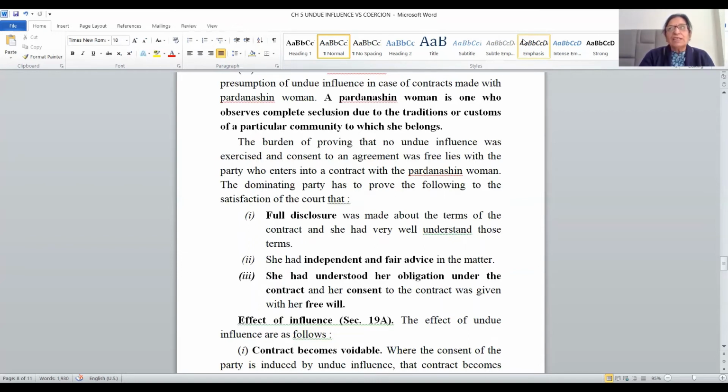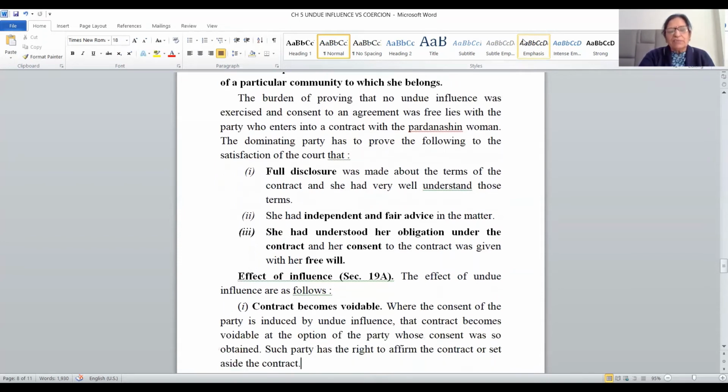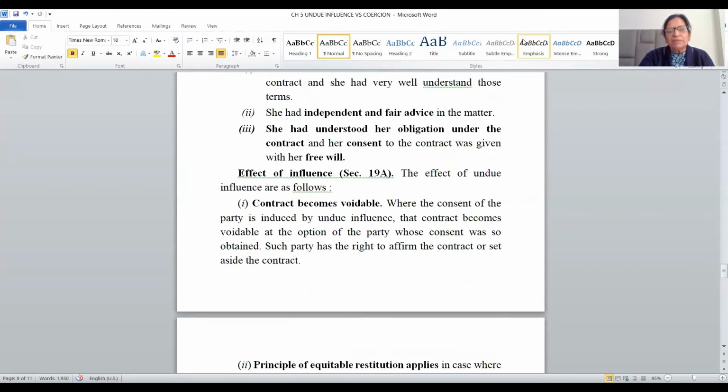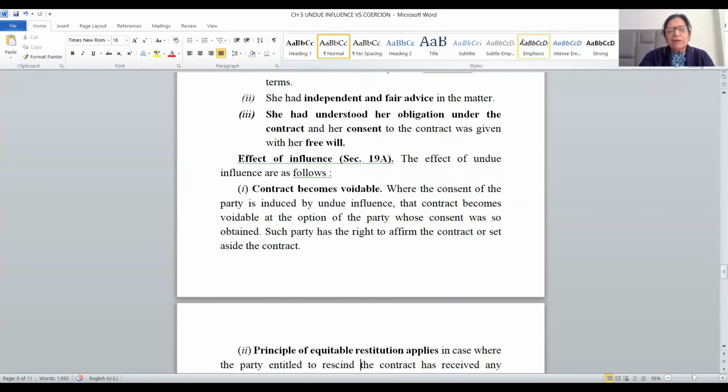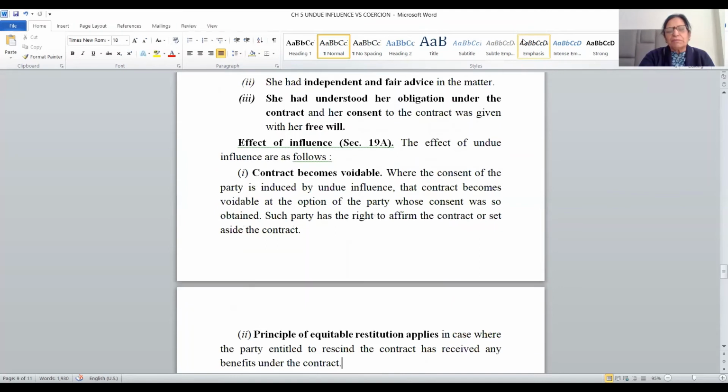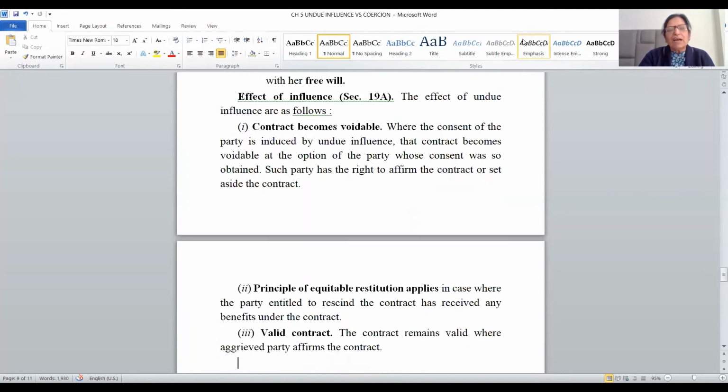And now the question arises, what is the impact of undue influence? Under three heads, I would like to discuss. The first is contract becomes voidable. Second is principle of equitable restitution applies. And the third is valid contract.